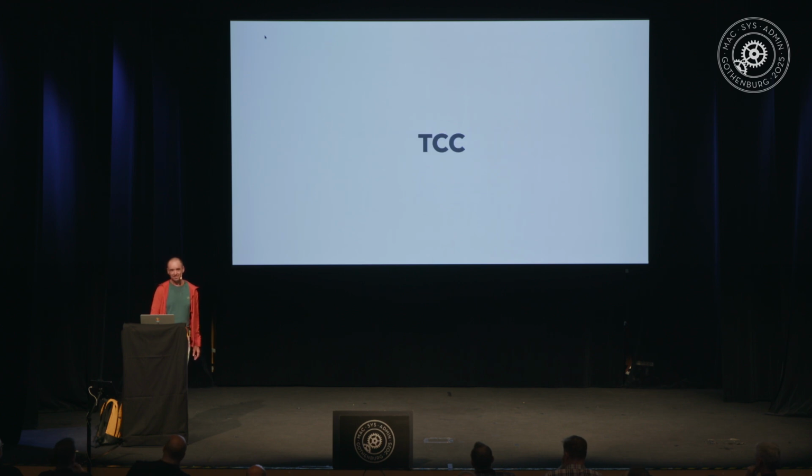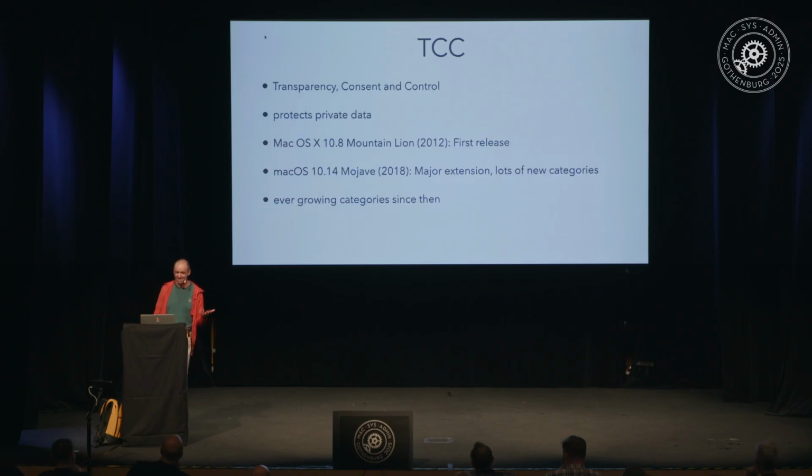So TCC, everyone's favorite prompt. It's transparency, consent, and control. It's basically the feature that's protecting your private data. It was introduced in Mountain Lion, and in Mojave, it got a major extension with lots of new categories. And since then, we almost see new categories every single release. I'm not sure if there are any new in Tahoe, but it's already a huge list of various privacy items.